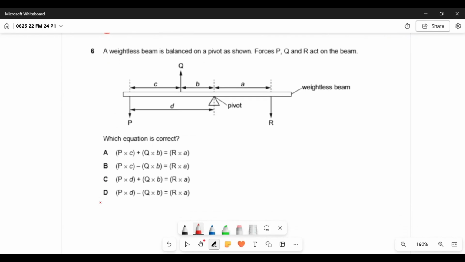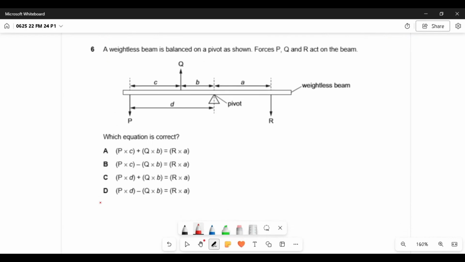Question number 6. A weightless beam is balanced on a pivot. We can see this is the pivot. Forces P, Q, and R act at the beam. This is P, this is Q, and this is R. Which equation is correct? This beam is balanced. It means clockwise rotation, that is from R and Q, is balanced by counterclockwise rotation from P.